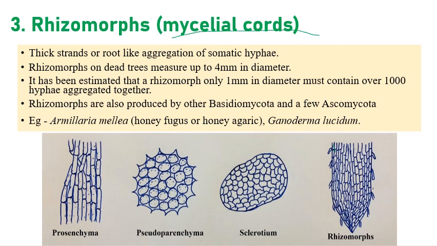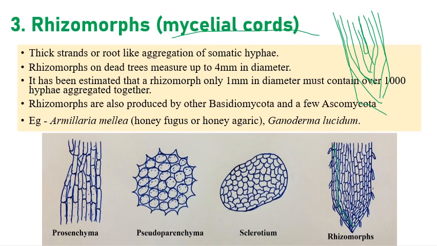It is simply an aggregation of somatic hyphae. Here all the somatic hyphae aggregate into a specialized structure called a rhizomorph. A rhizomorph contains, on average, 1000 hyphae aggregated together. In some dead trees we can observe rhizomorphs up to 4 mm in diameter. So 1000 hyphae can be aggregated to form a structure like this. This kind of structure can be observed in Basidiomycota as well as Ascomycota.